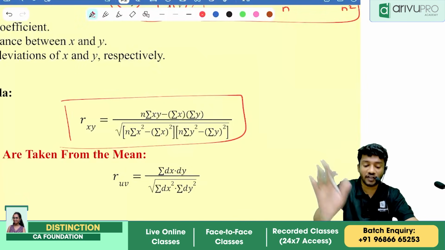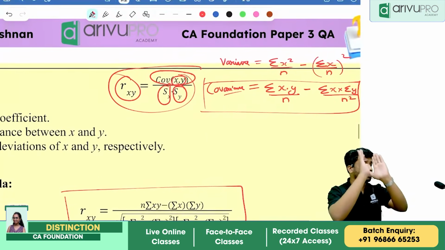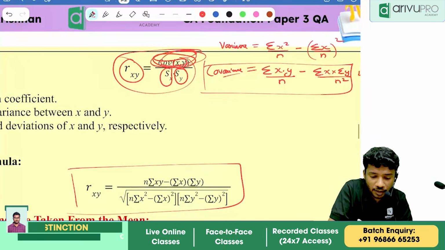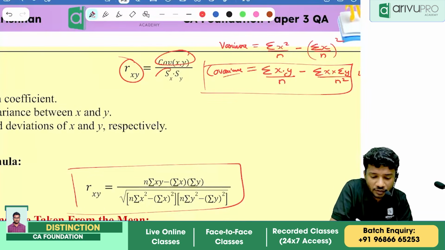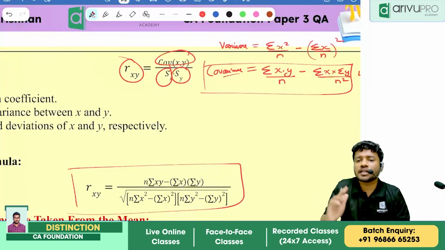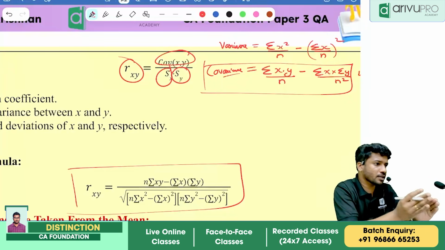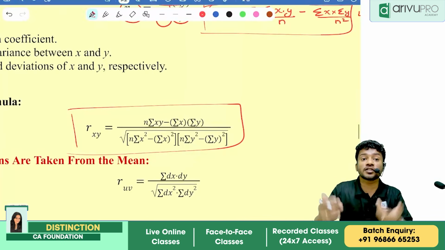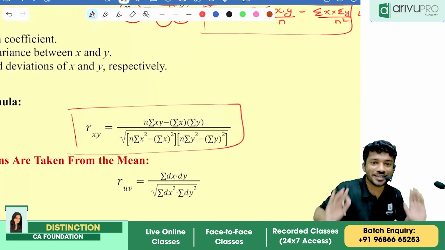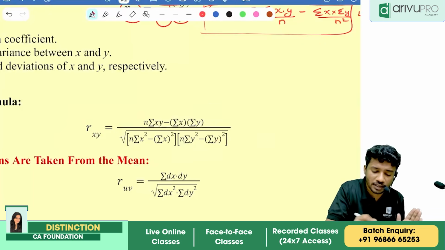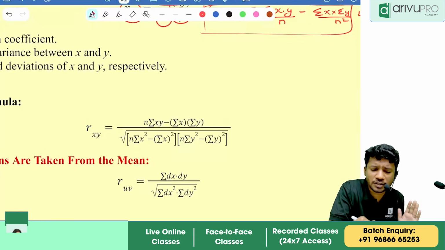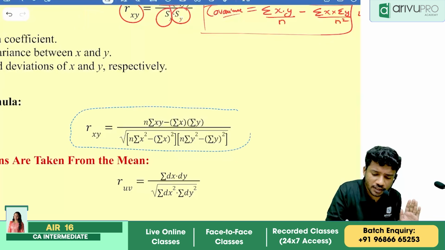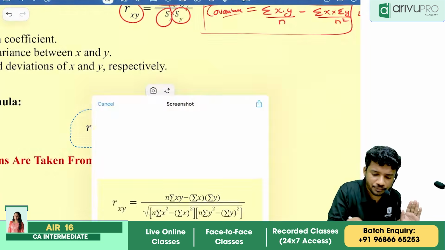That is a simplified formula, but I will not say that you should mug up that formula. Because we know the covariance formula, we know the standard deviation of x formula, and we know the standard deviation of y formula. You can find them separately and substitute over there, right? That is more than enough. If you study this, you will forget the rest of the formulas. But keep a note of it. If you are able to study this, try to study it. Otherwise, I will not force you to study this particular formula.